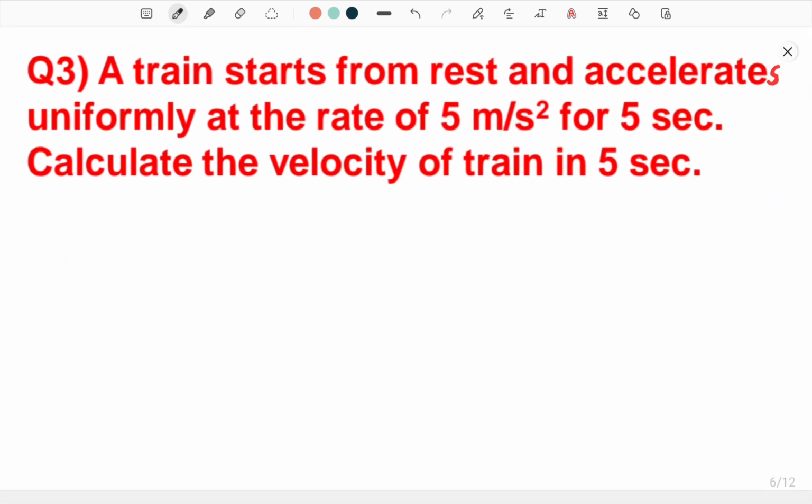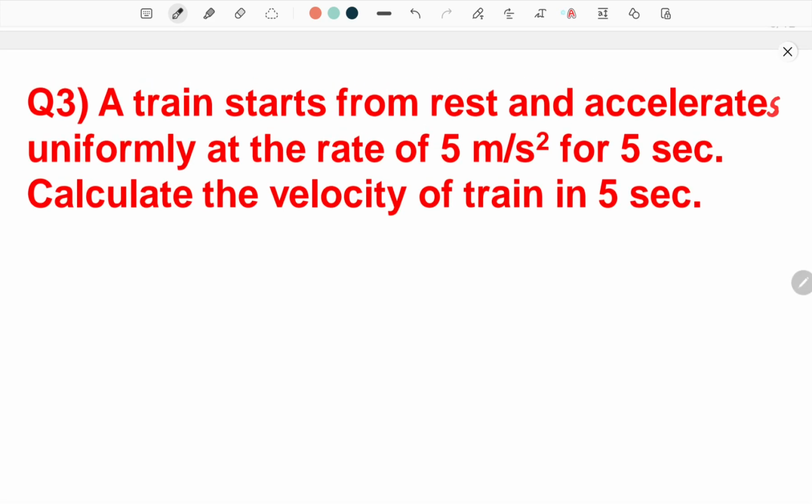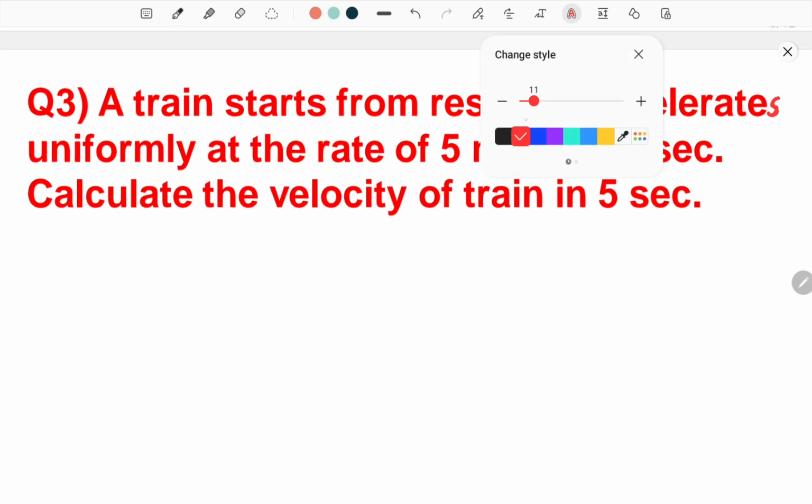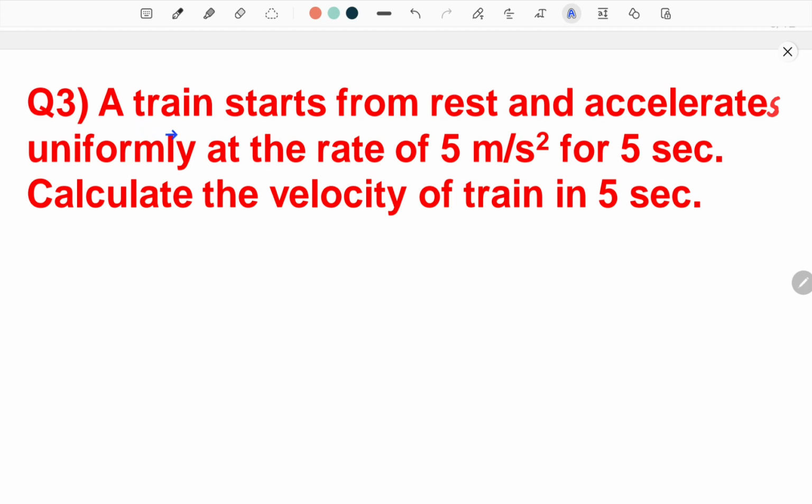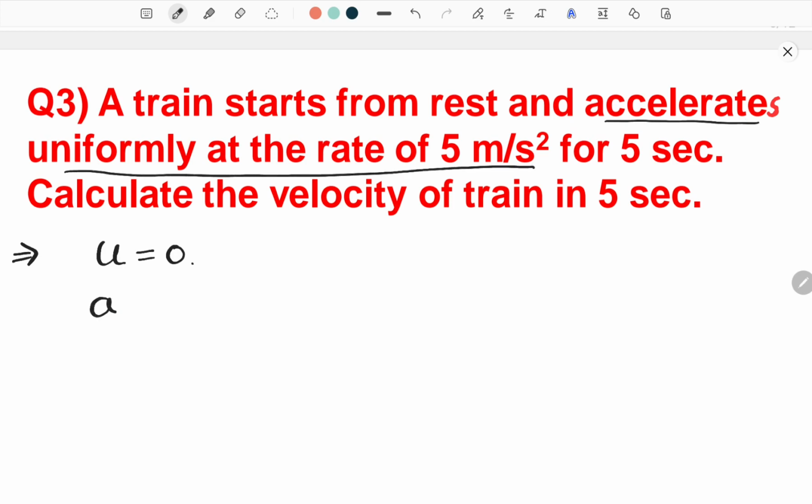Let us move on to the third question. Third question goes like this. Okay, here is the question. A train starts from rest. All right, whenever we say anything is starting from rest means initial velocity has to be taken as 0. All right, and accelerates uniformly at the rate of 5 meter per second square. That is like acceleration is 5 meter per second square. For how many seconds? For 5 seconds. So t is equal to 5 seconds.